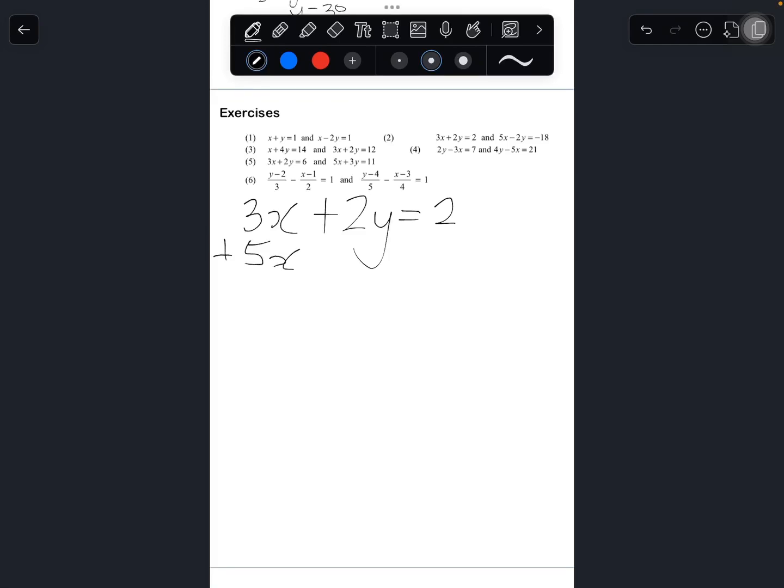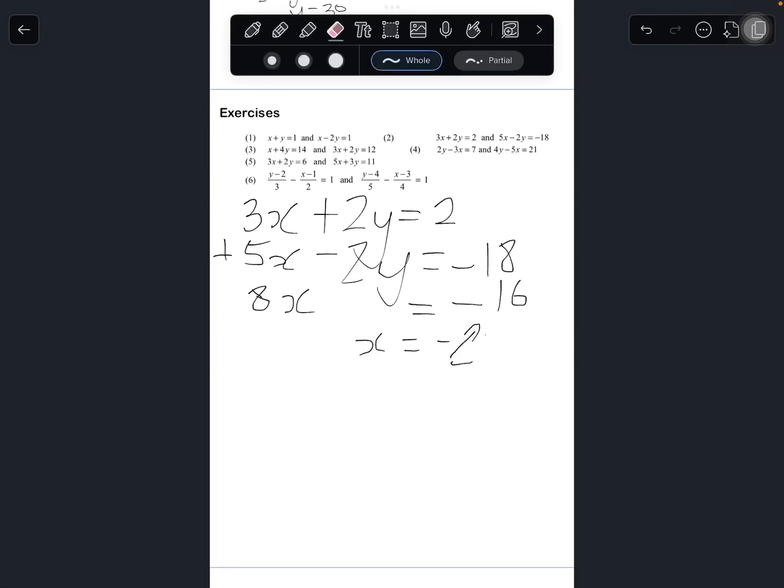5x minus 2y equals 18. Okay, so we're going to have 8x. The y's are going to cancel out because positive 2y minus 2y will cancel out. And then left with 16. And then we can get x equals 2. Let me write this neatly for you. x equals 2. Right, so then we're going to substitute this 2 into one of our equations.